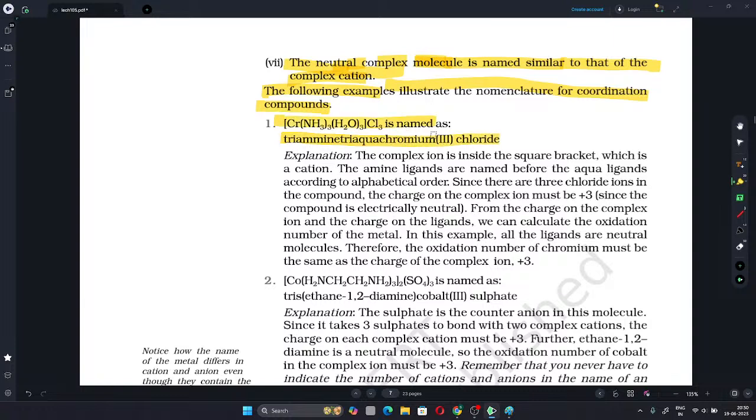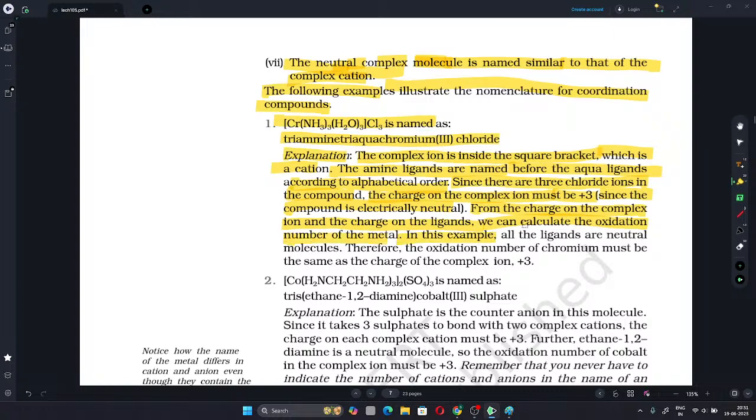Triamine triaqua chromium chloride. Explanation: in the complex ion inside the square bracket, which is a cation, the amine ligands are named before the aqua ligands according to alphabetical order. Since there are 3 chloride ions in the compound, the charge on the complex must be +3. Since the compound is electrically neutral, from the charge on the complex ion and the charge on the ligands, we can calculate the oxidation number of the metal.